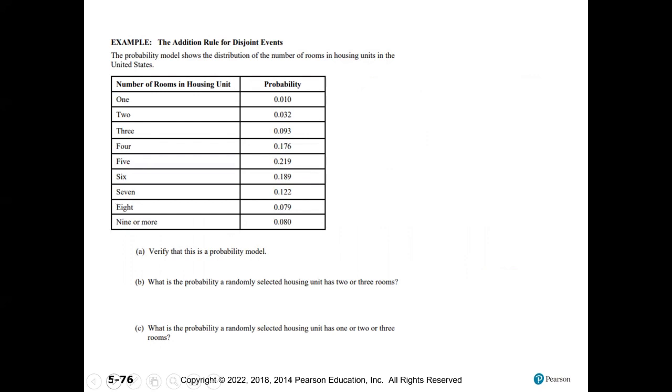The probability model shows the distribution of number of rooms in a housing unit in the United States. So one room, two room, three, all the way up to nine or more rooms, and we have the probability of them occurring. All right, so verify that this is a probability model. So the first thing I do is I check that all of these numbers are between zero and one. That is rule one, is good. Rule two means I'm going to add all of these together. I will allow you to pause here if you want to add them all together. But I promise if you do add them all together, it does work. The sum is one.